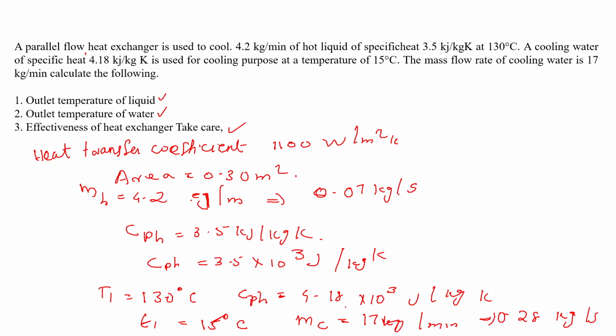To reach that, we have to solve these steps. First, the area and the heat transfer coefficient are given. The mass flow rate, the Cph value, and T1, the temperature of the hot liquid, are given. And small t1, the temperature of the cold liquid, that is water, is also given.